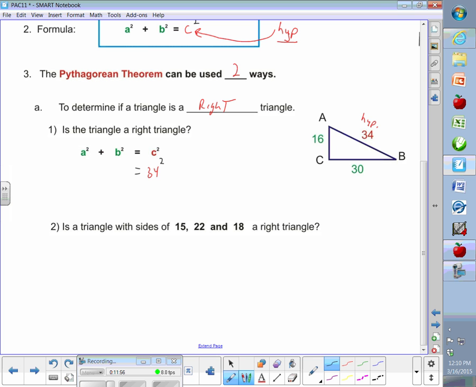34 is in for C, and we're squaring it. Uh-oh. Which one do we put in for A? Do we use the 16? Do we use the 30?